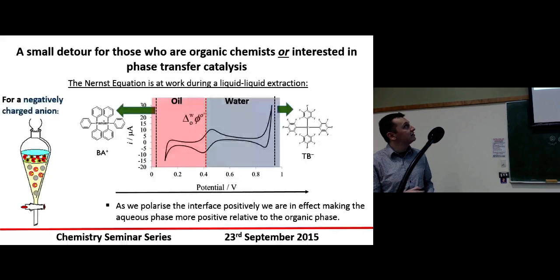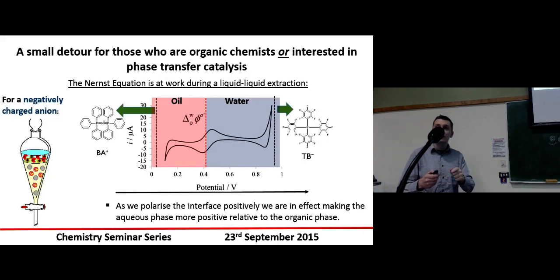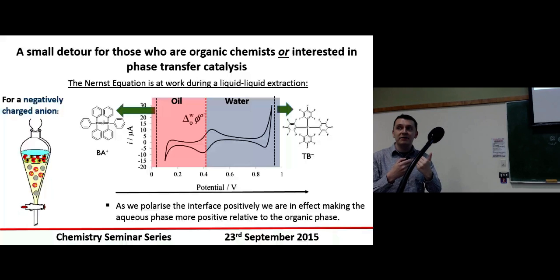The opposite happens with an anion. Here you're making the aqueous phase very, very positively charged. So this means that the anion is loving that, and it's going to stay in the aqueous phase. And when you polarize the interface negatively, the anion is going to want to get out of there, and it's going to want to go into the oil phase.